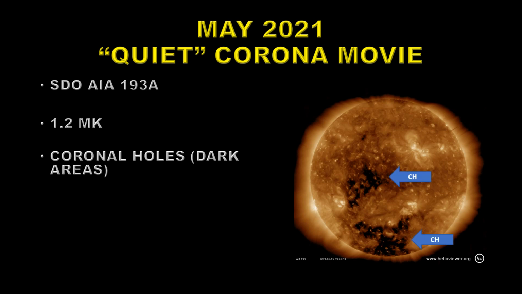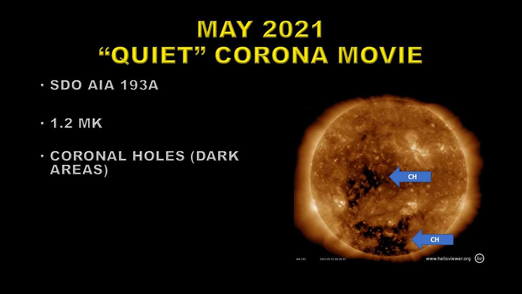Next, we'll take a look at the so-called quiet corona. This uses the 193 angstrom channel of the AIA instrument. It's at about 1.2 million degrees Kelvin, so it's about twice as hot as the previous channel. Now, these dark areas here are coronal holes.